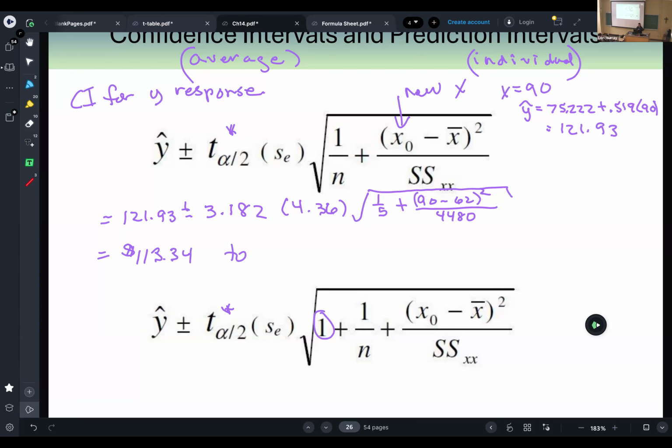See if I can get it all in the calculator at once. 121.93 plus 3.182 times the square root of 1/5 plus 90 subtract 62 squared, divided by 4480. I get, does anyone have an upper bound? Just let everybody catch up for a minute.